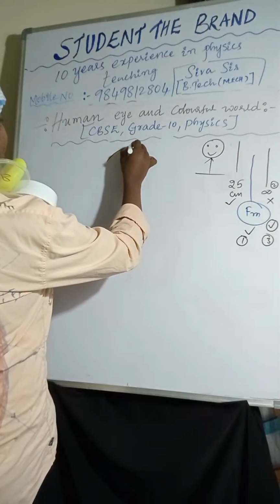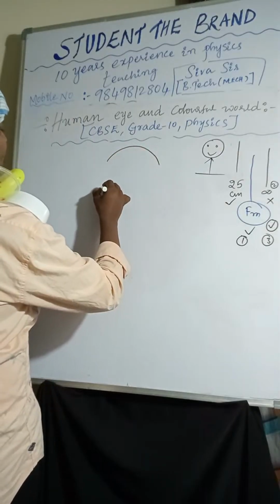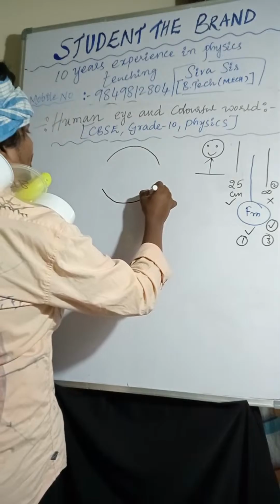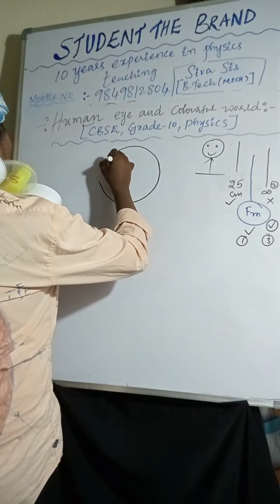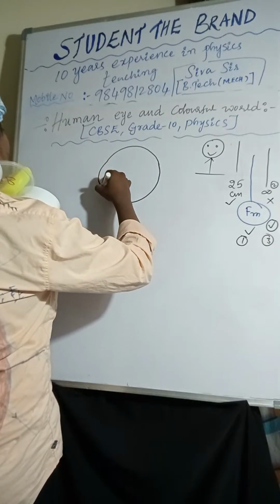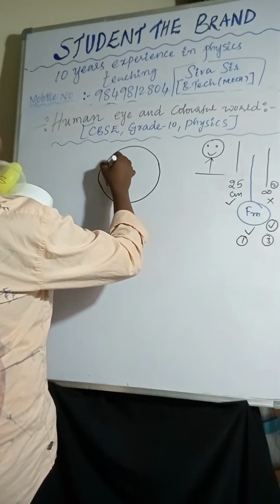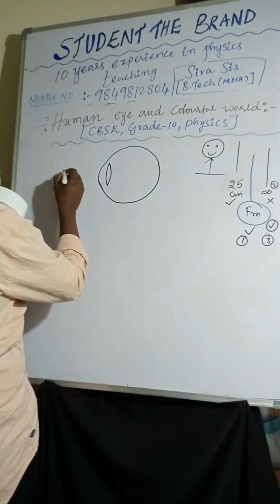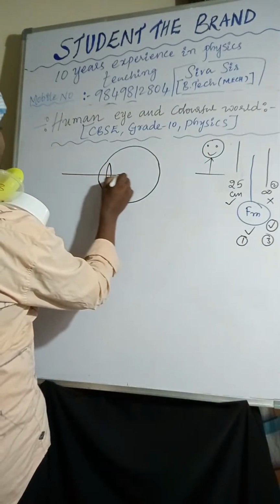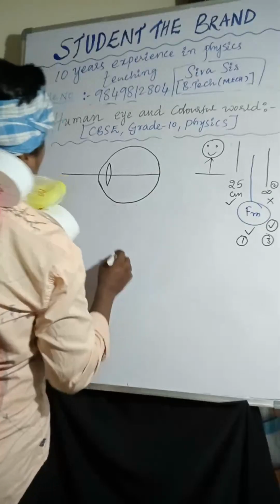Here the optic nerve is not required while drawing the defects. Just take an eye. Here I'm considering this as the lens, and I'm considering light rays. You need to understand the diagram.